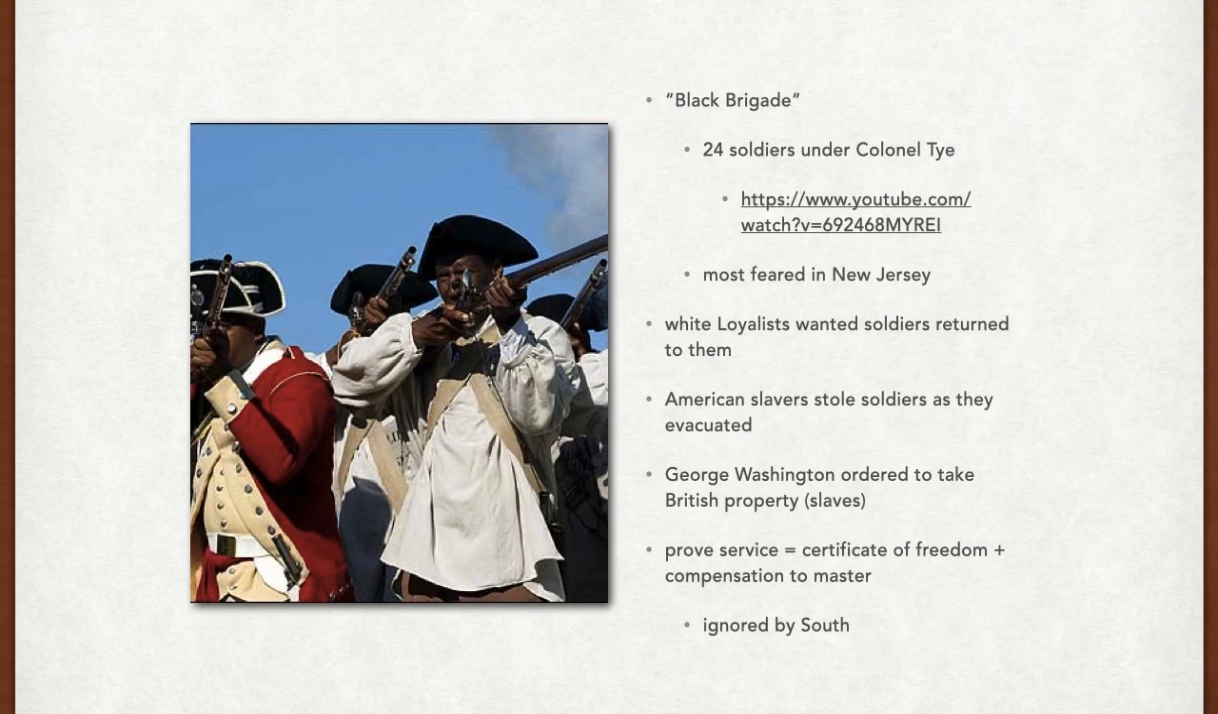Okay, here's some more Black Loyalists, right? A modern depiction of them.